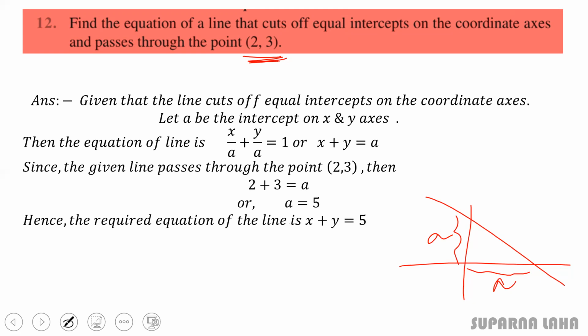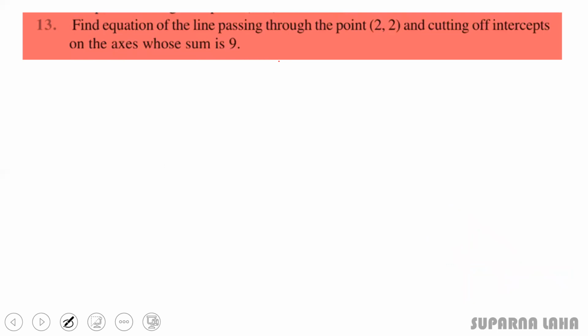So this is the required equation of the line. So moving to the next question. Question number 13. Find the equation of a line passing through the point given, and cutting off intercepts on the axis whose sum is 9. Passing through a point and cutting off intercepts on the axis whose sum is 9.